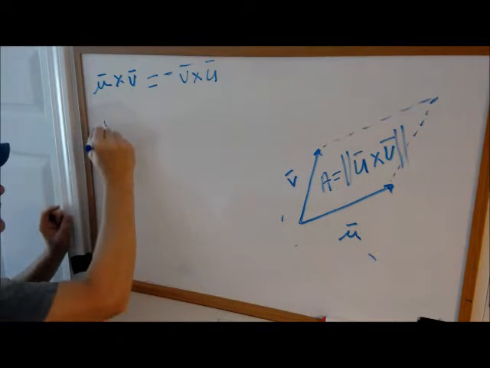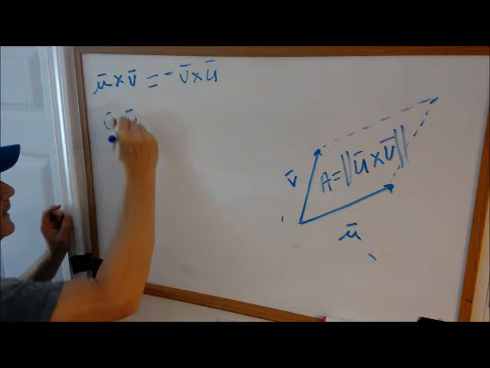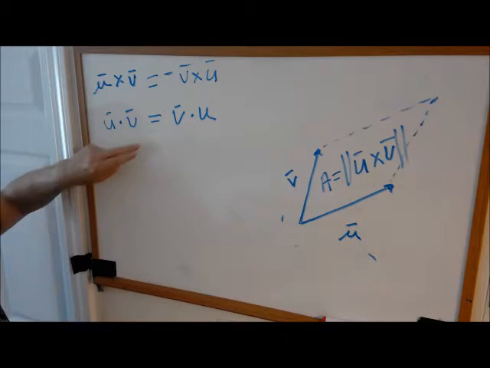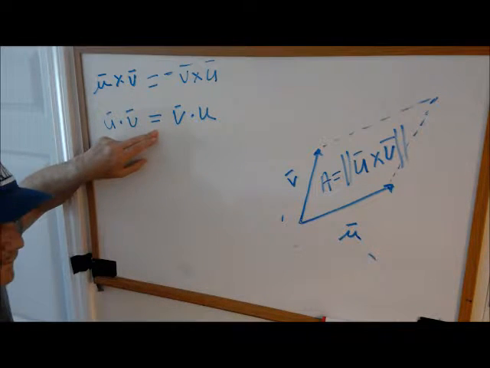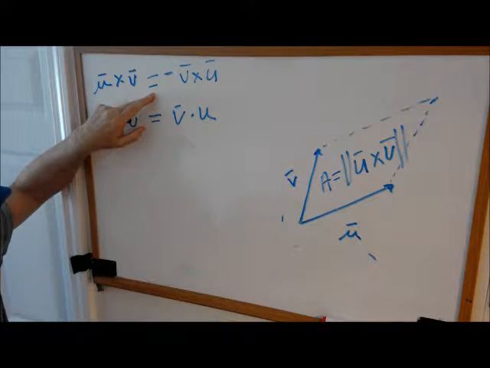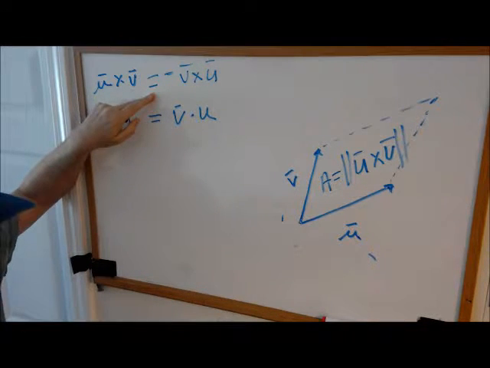Now that's unlike U dot V and V dot U, which are truly commutative. Cross product, the operation is almost commutative. We call it anti-commutative, I believe. Yeah, anti-commutative.